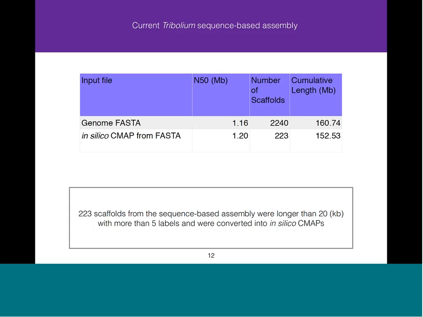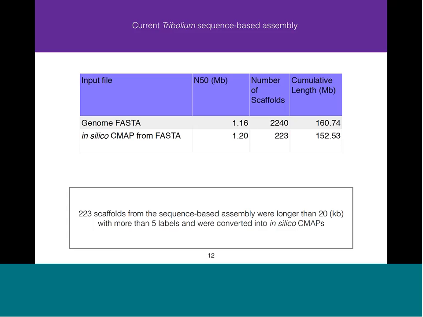We created our in silico CMAP from that FASTA file, and you'll notice the number of scaffolds drops when we go to that in silico CMAP. So we only have 223 scaffolds represented in the CMAP. And that's because you only make a CMAP for things that are longer than 20 kb with more than 5 labels. But even though we've lost like 2,000 scaffolds, our cumulative length has only dropped about 8 megabases. So we're still representing the majority of our assembly.